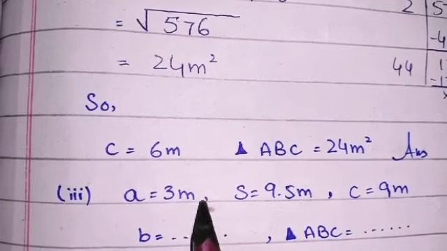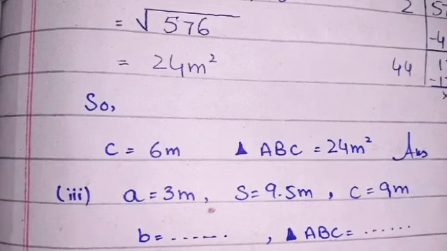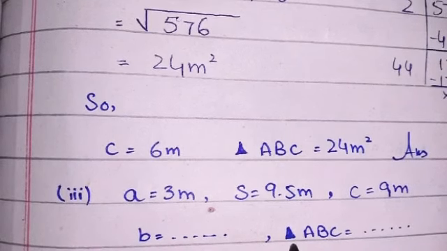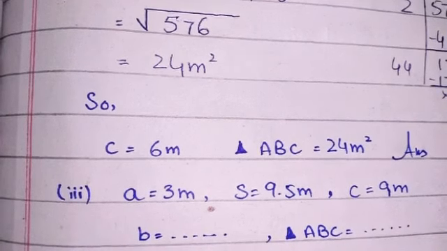Here A is equal to 3 meter, S is equal to 9.5 meter, C is equal to 9 meter. We have to find out the value of B as well as the area of triangle ABC. Now students, let's begin our solution.